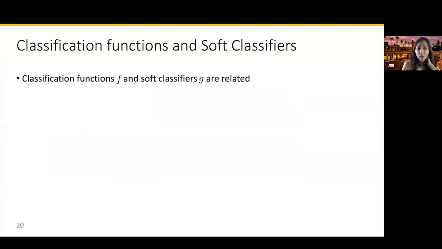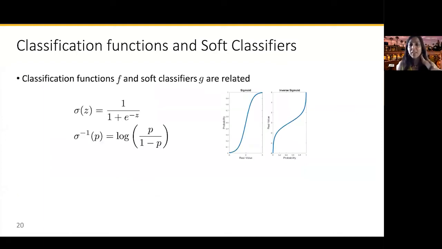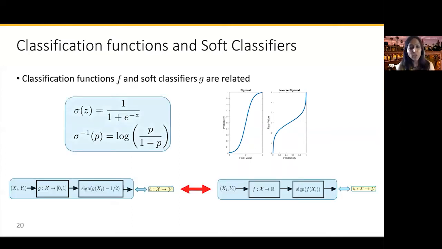Okay? All right, so F and G are obviously related. You just put a sigmoid, and that saturates your values between 0 and 1. You take an inverse sigmoid, you can go over the entire range. Okay? All right, so there's a direct one-to-one mapping between classification functions and soft classifiers.